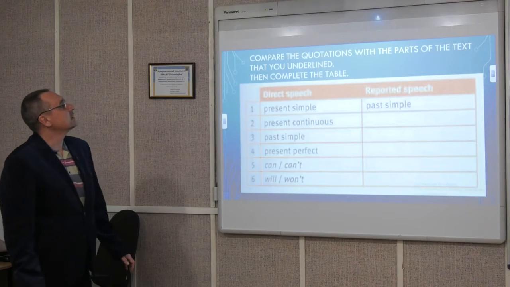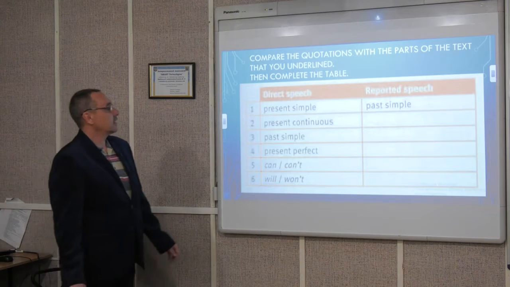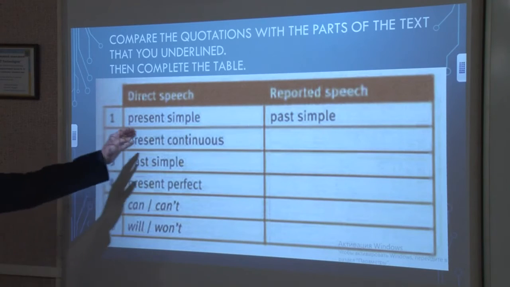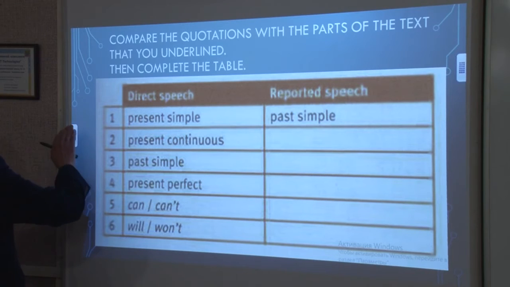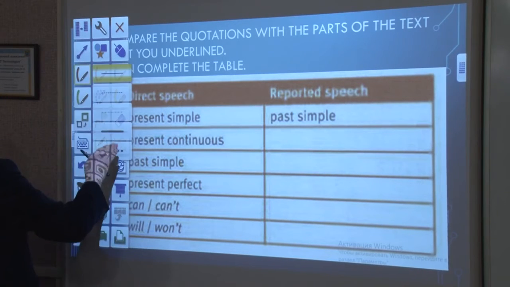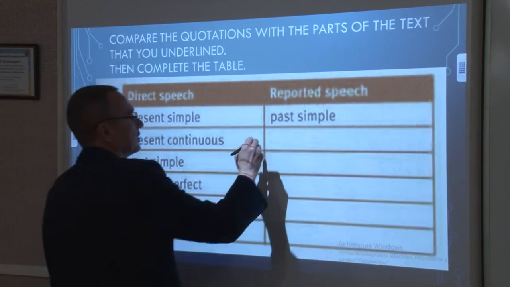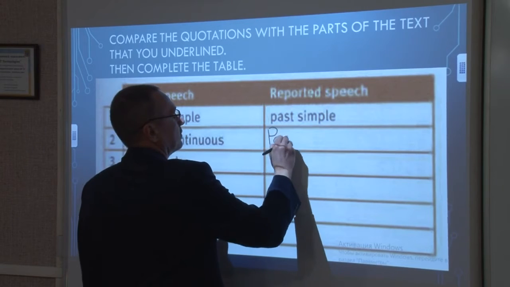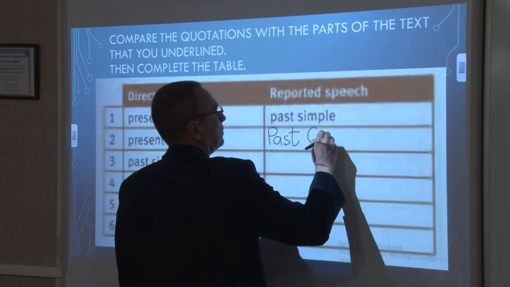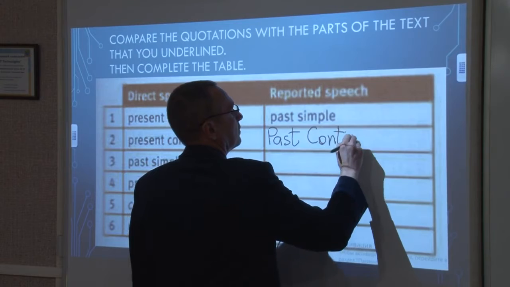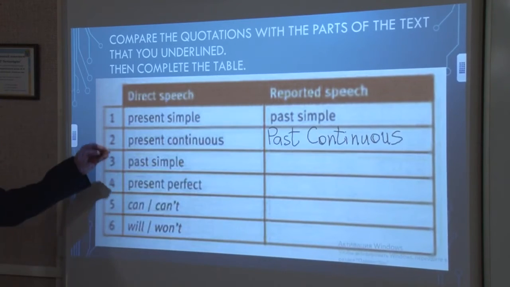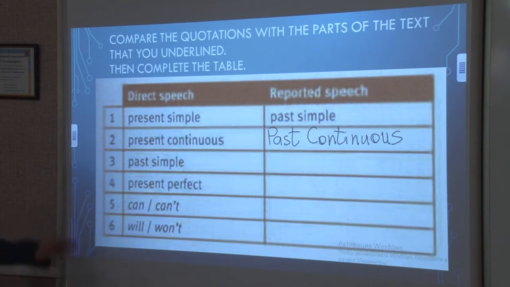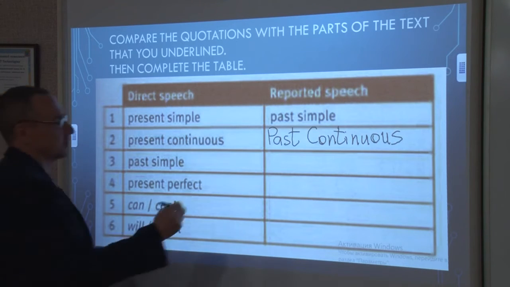Okay, now let's complete this table. As we have already said, present simple changes into past simple. Present continuous changes into past continuous. Past simple and present perfect. These two tenses change into past perfect.